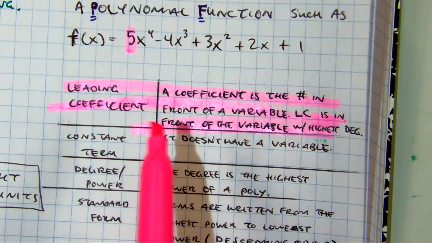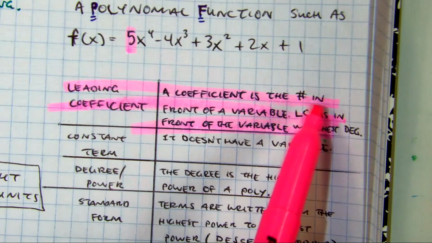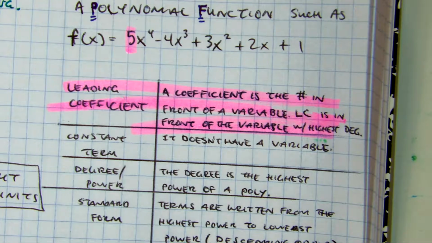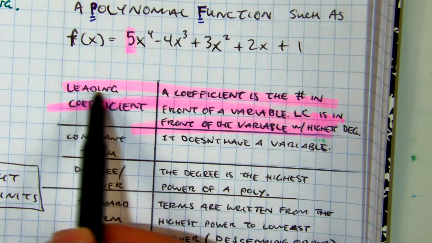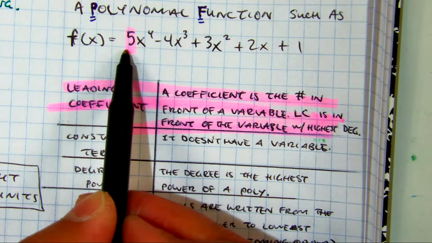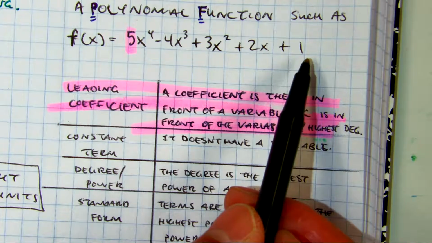The leading coefficient is the number in front of the variable. So variable is like the variable x. And it's called the leading coefficient because it leads in front of the whole polynomial, right? It's kind of like the marching band leader.